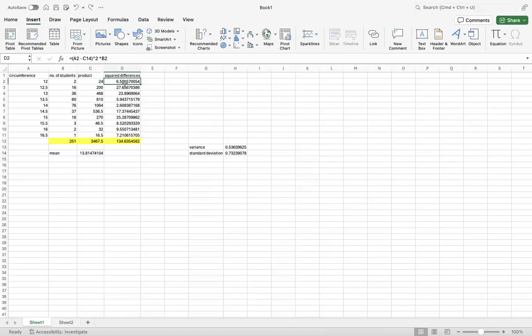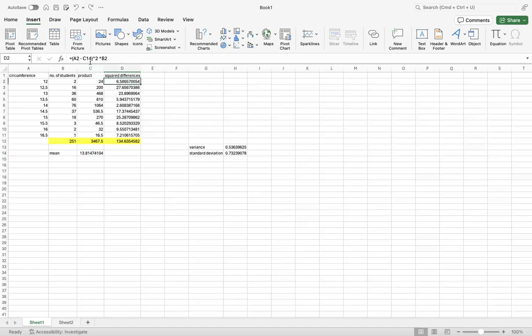So now what you have to do is, you have to do the square differences. How to do the square differences? Here only you can understand. I'm doing the difference, I'm squaring it, and I'm also doing a product with the number of students. Look at this. A2 is the circumference minus C14, which is nothing but the mean.